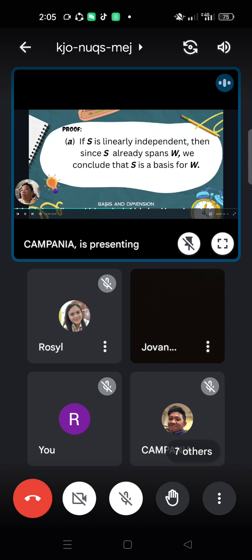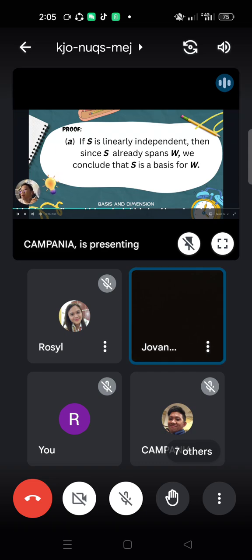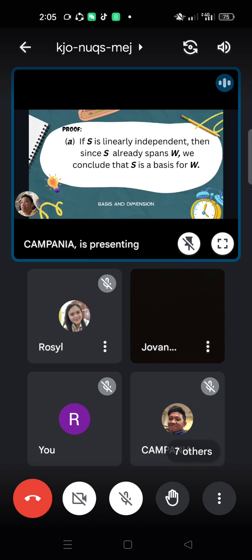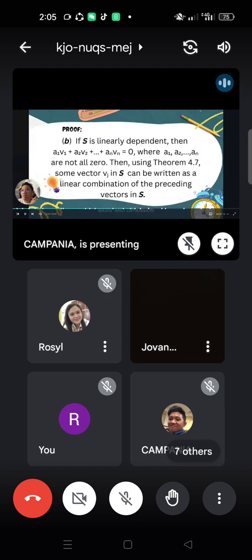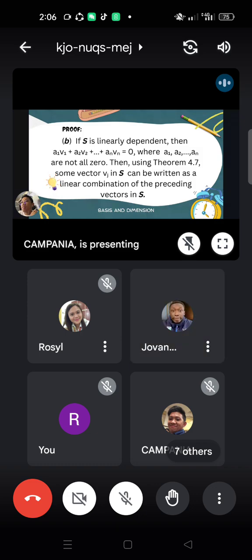S already spans W, then we conclude that S is a basis for W, because it follows that all its subsets are linearly independent as well. Another case is, of course, if S is linearly dependent, then A1 V1 plus A2 V2 plus all the way to An Vn is equal to 0, where A1 to An are not all 0.